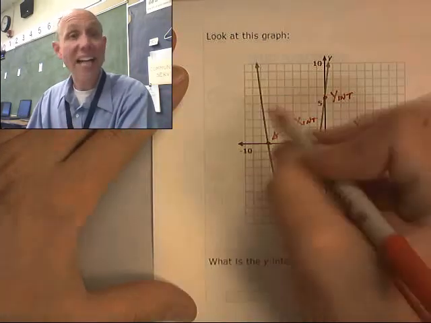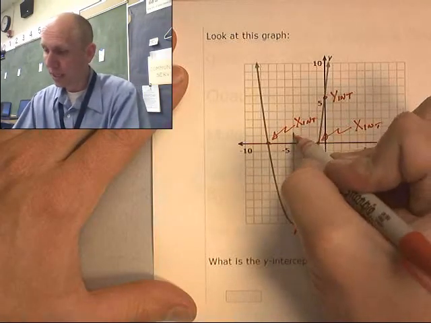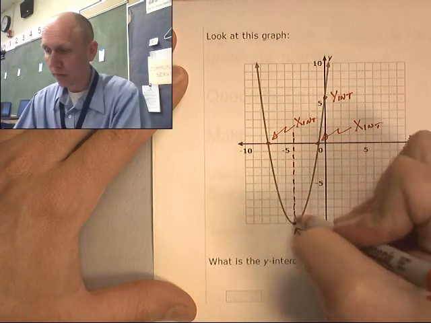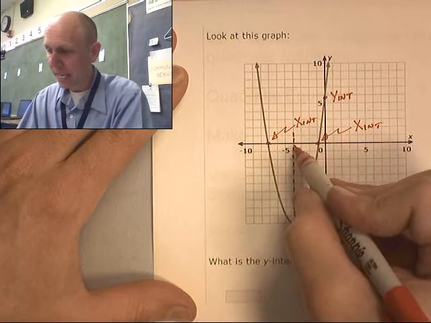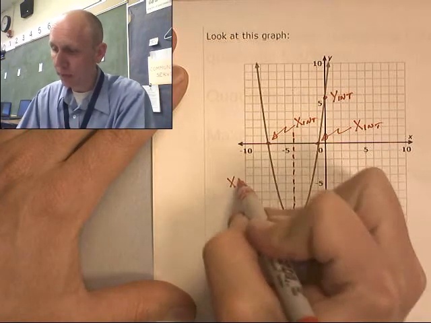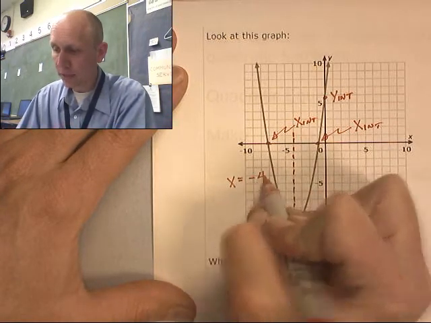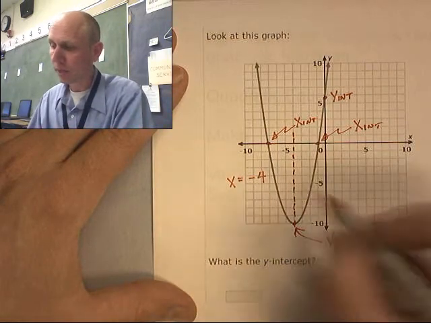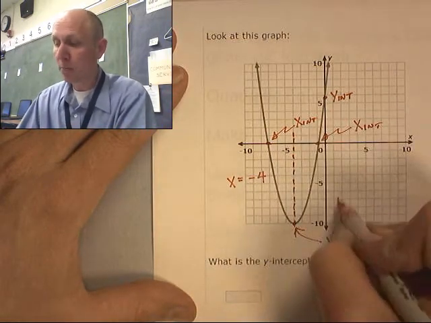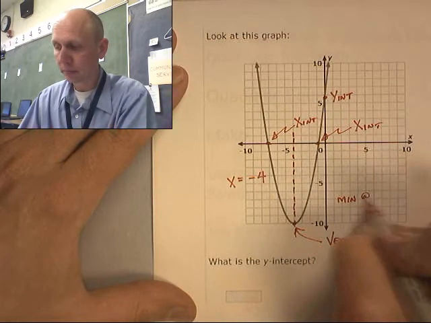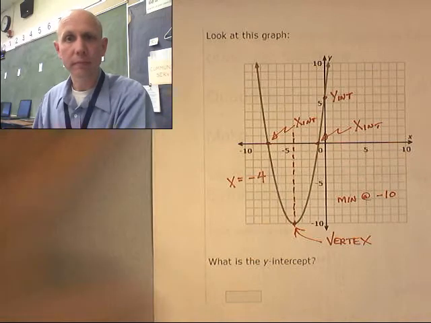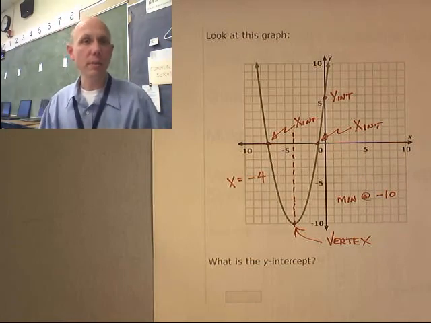Let's see. The axis of symmetry? Well, that's this line. It goes right down the middle. And that's at -4. So x equals -4 is my axis of symmetry. And this looks like it has a minimum at -10. Those are the pieces you need to be able to find.